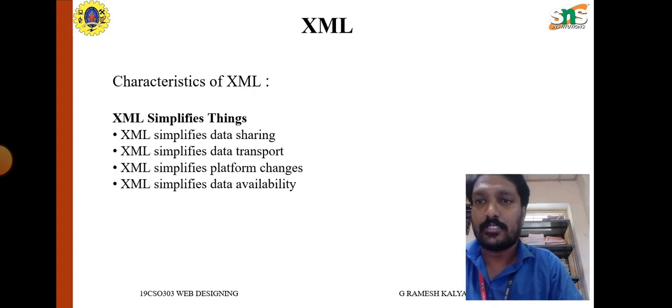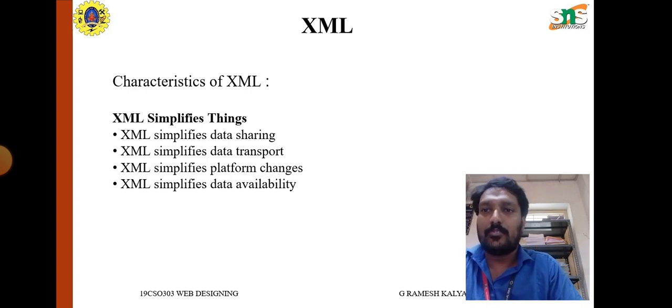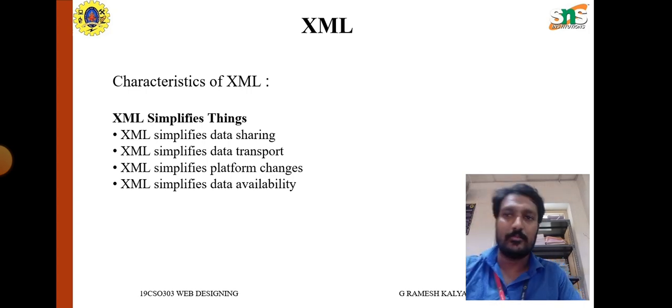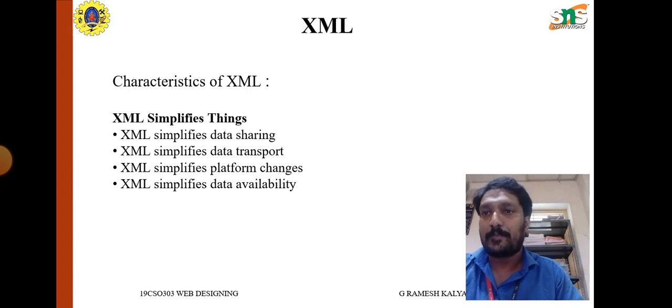So these are the characteristics of XML. The first one is XML simplifies things. What is the simplification? It simplifies the data sharing process, data transport, XML simplifies platform changes, of course, and XML simplifies data availability. As compared to HTML, XML is a simplified process that is being used by many of the users or the developers. So it simplifies data sharing, data transport, platform changes, and also data availability. So it checks whether the data is particularly available for the process.